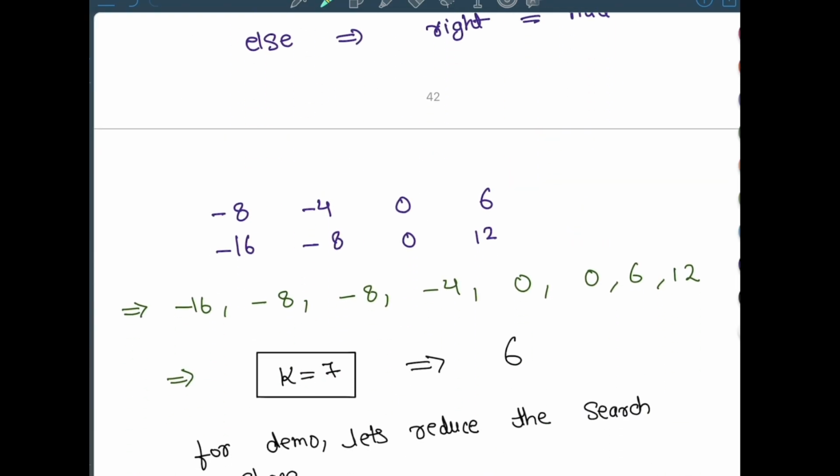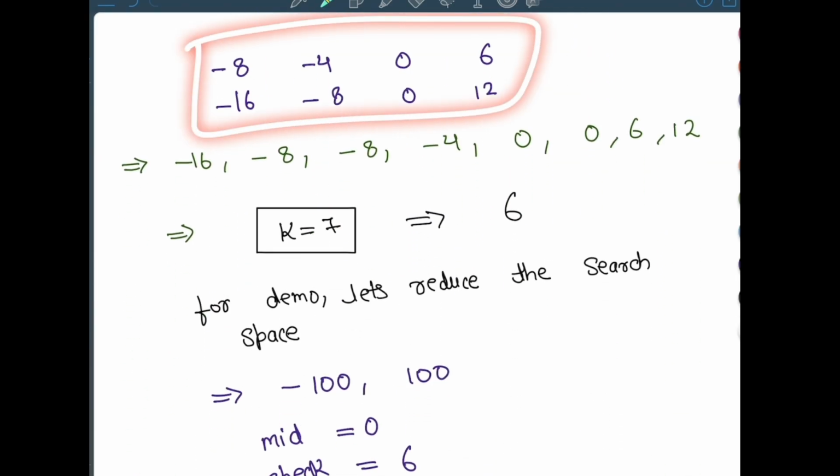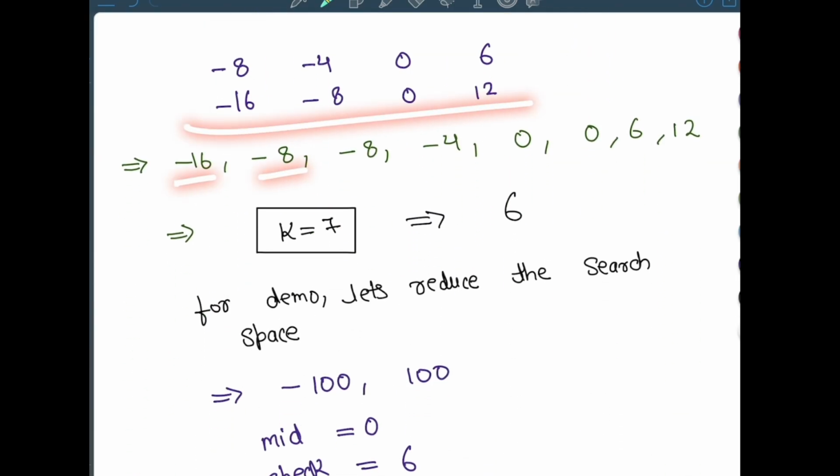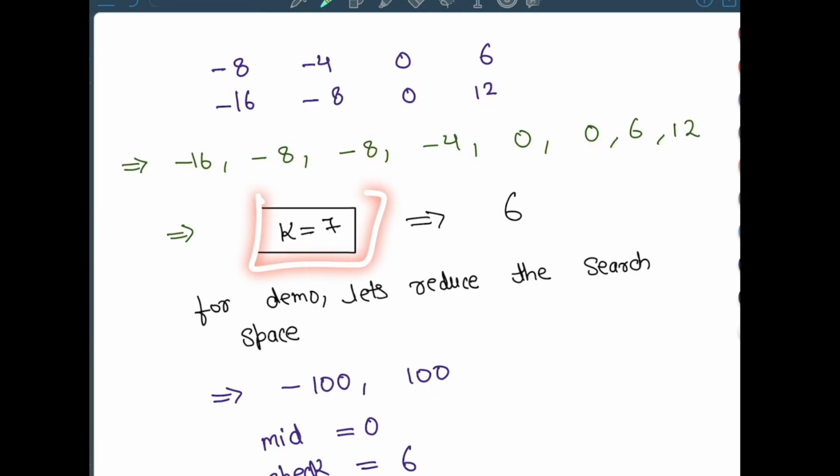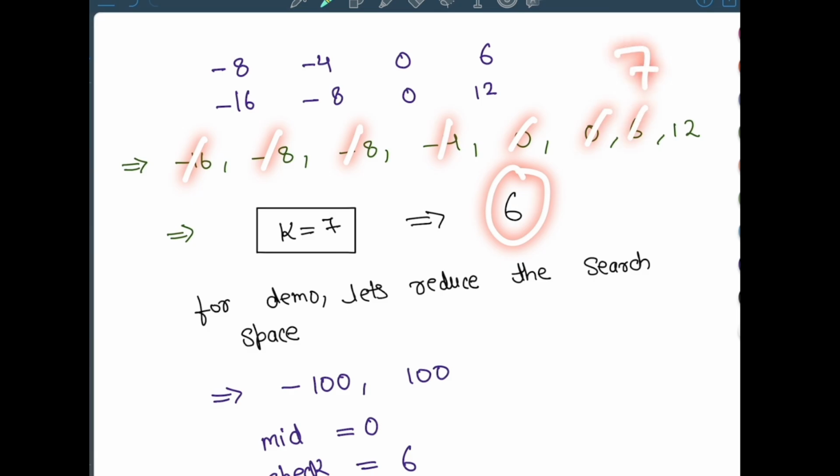How is it possible? Let me tell you. Let us say these are all the products which we have. Let's sort it out: minus 16, minus 8, minus 8, minus 4, 0, 0, 6, 12. Now if I ask you to find the 7th smallest, then you will say it is 6, right? 1, 2, 3, 4, 5, 6, 7. This is the 7th smallest.